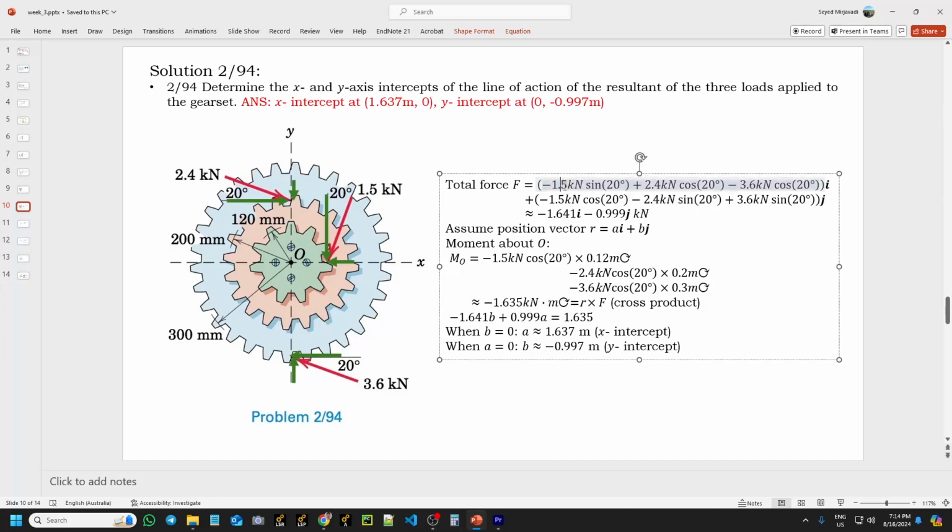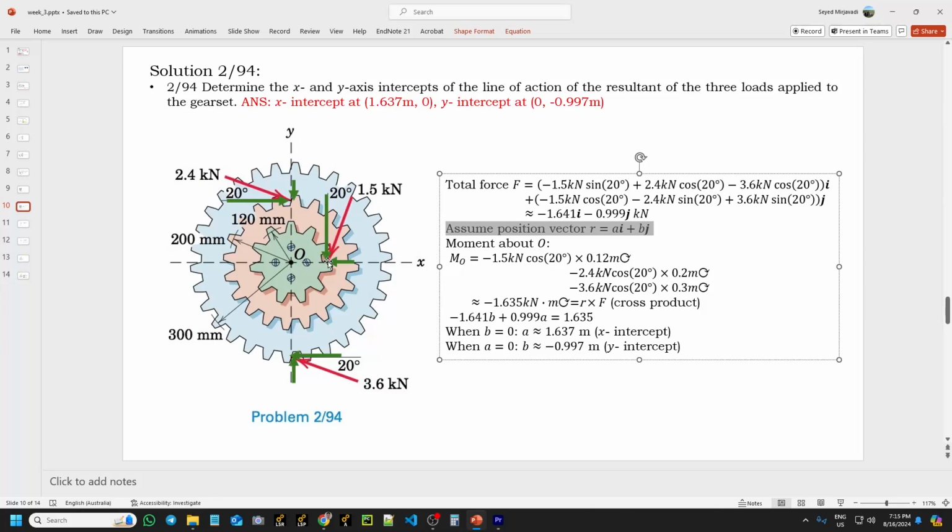Then you will add these three and add these three, and remember to put the i and j, and ignore this line. I will explain about this line. Now the moment about O, this one is passing through this point. I want to find the moment of each force about O. So the moment of this force is 0. The y component of this force is 0, and the y component of this force is also 0.